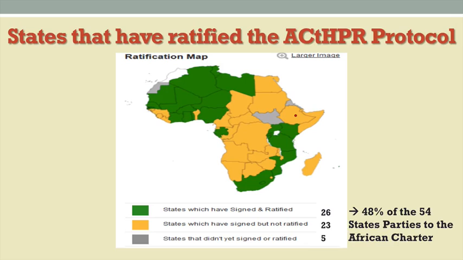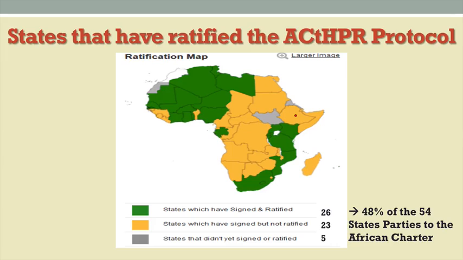A large number of other states have signed but not ratified the protocol. And if you remember from our discussion in week 1, signature indicates an intent to proceed to ratification, and ratification is the act that makes the treaty binding. So these countries have expressed some intention to eventually recognize the court's jurisdiction, but they have not yet done so.